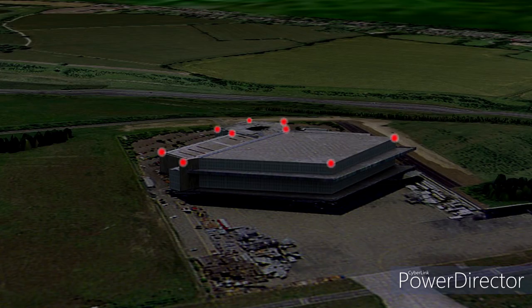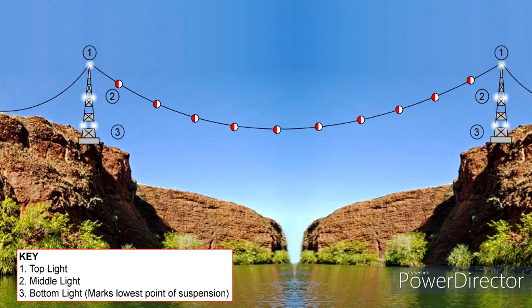Medium intensity lights can also be used either alone or in conjunction with low intensity lights to illuminate an object that is an extensive one, or has a height which is above the level of the surrounding ground and is greater than 45 metres high.